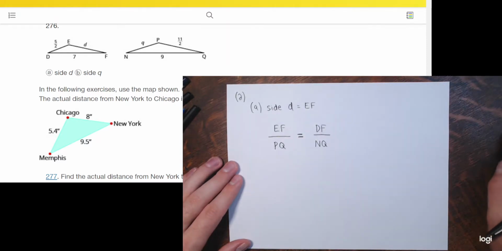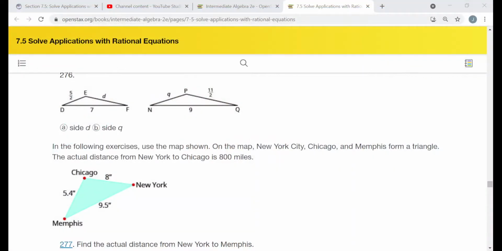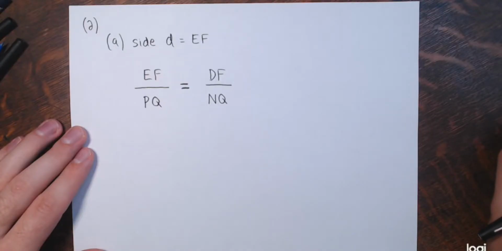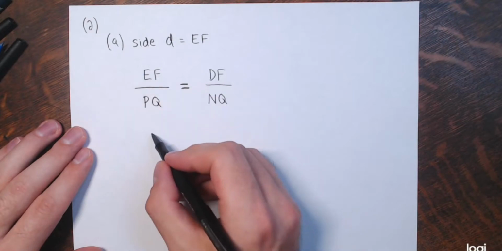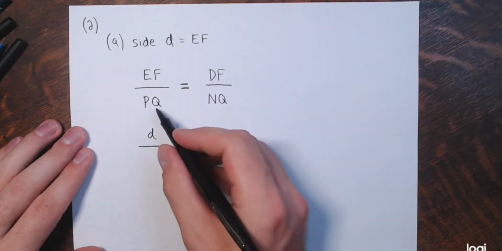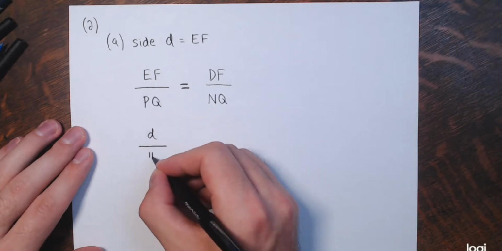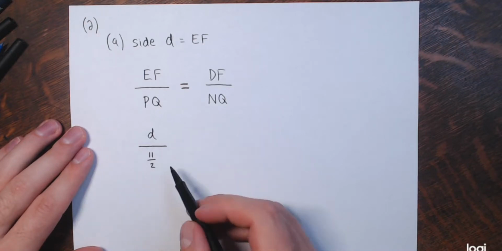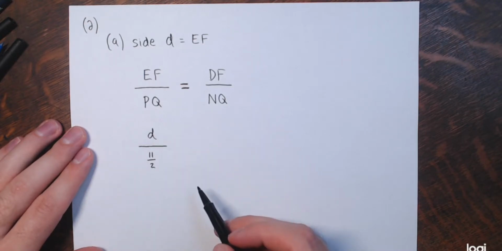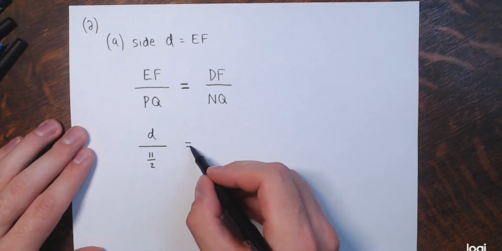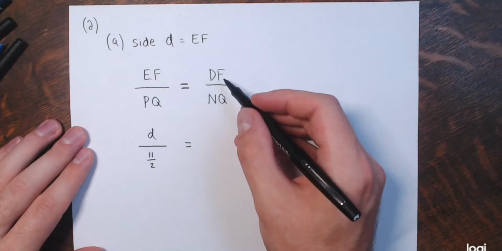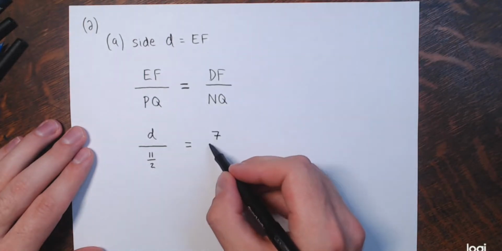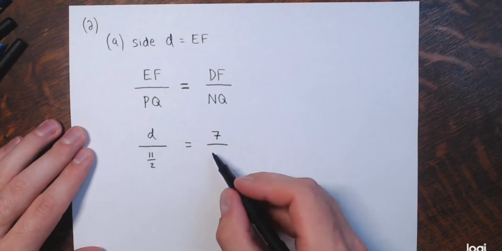So I have this proportion. All right, and I'll make this a little bigger. And we start filling in the information, right? EF was little d. The length of P to Q was 11 halves. So what I have over here is a complex fraction, right? Fractions within fractions, but it's very simple to simplify this. Equals, and then DF had a length of 7. NQ has a length of 9.